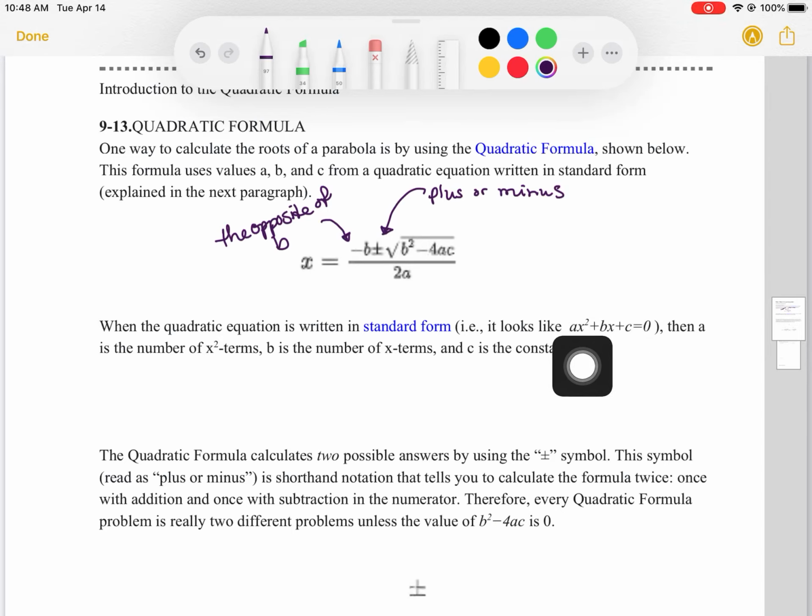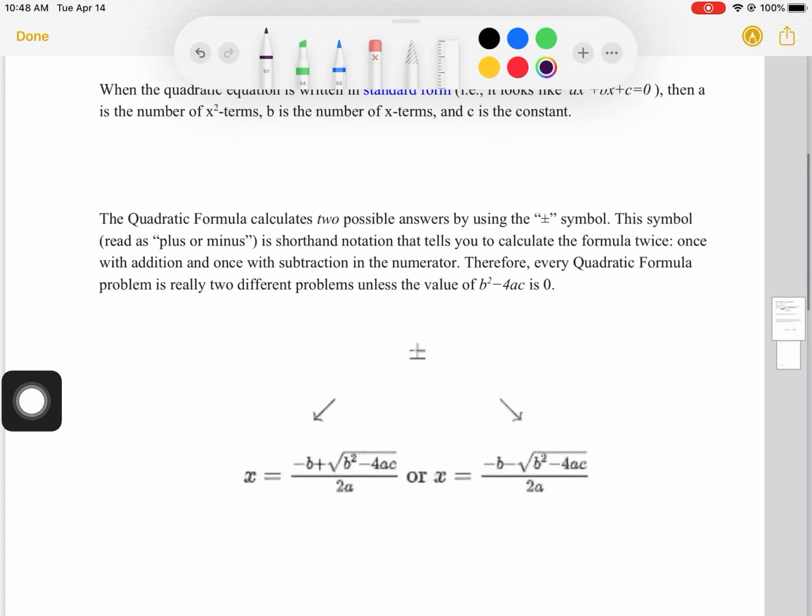So again, when the quadratic equation is in standard form, it looks like this: ax squared plus bx plus c. So it is the coefficient of x squared, that is a. It is the coefficient of x, or the linear term, that is b, and then our constant term is c. Make sure you understand that we are calculating two possible answers by using that plus or minus symbol. Right here, it shows that you have one, just like we did with completing the square on Monday. We have one that would be the opposite of b plus that square root divided by 2a, and then the opposite of b minus that square root divided by 2a.